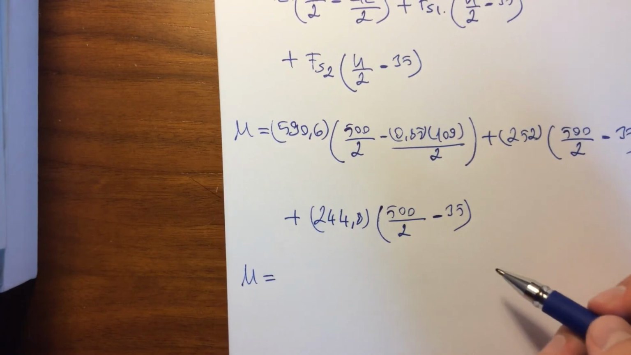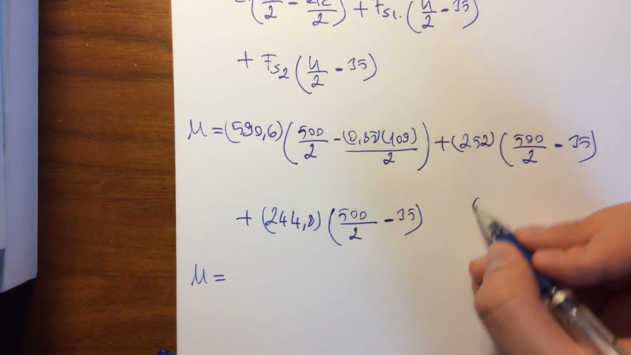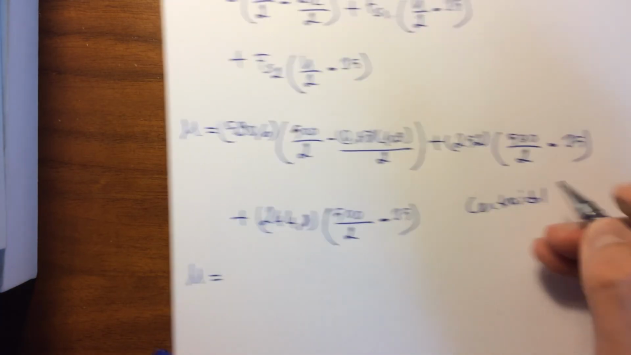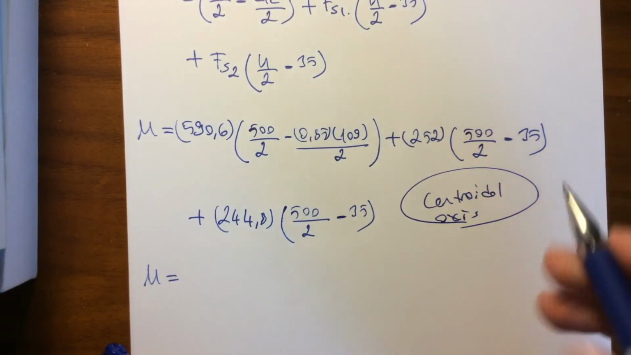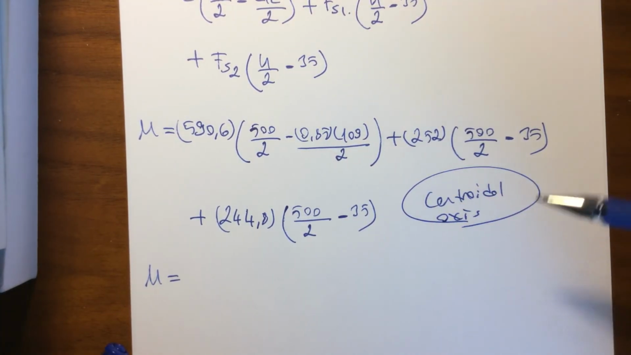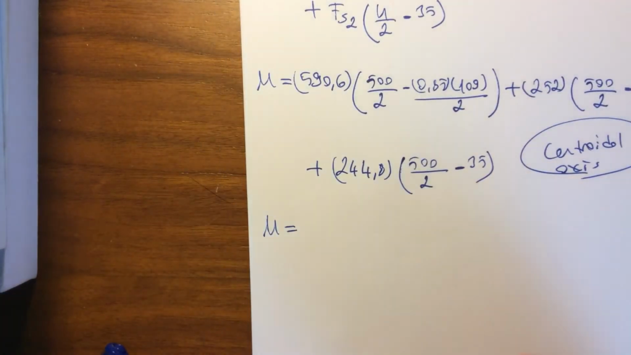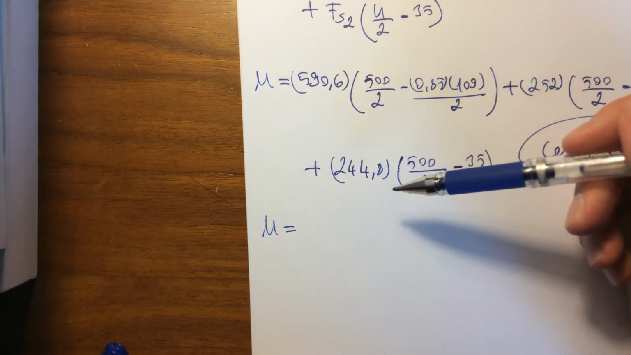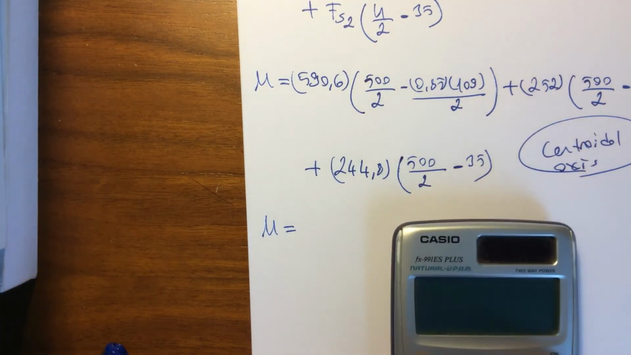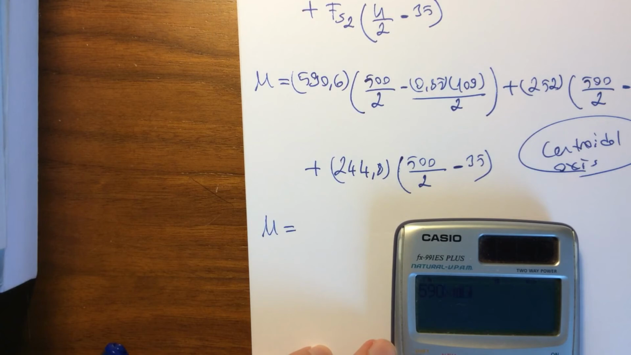So again, I've taken the moments about the centroidal axis, and I recommend you do that in the questions that you encounter. It is the simplest way to get the moment acting on the system. So let's plug and check those values into our calculator. I'm going to ask for a little bit of time to get those values into my calculator.